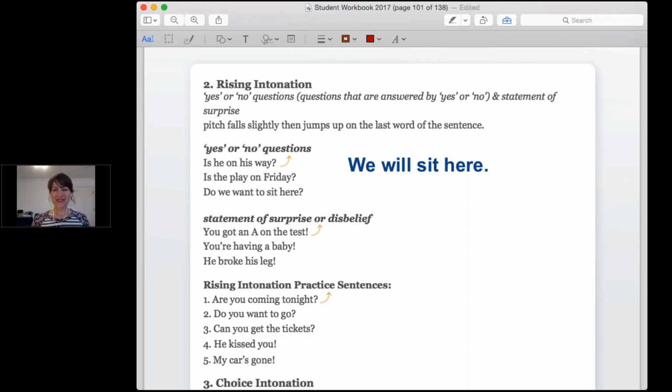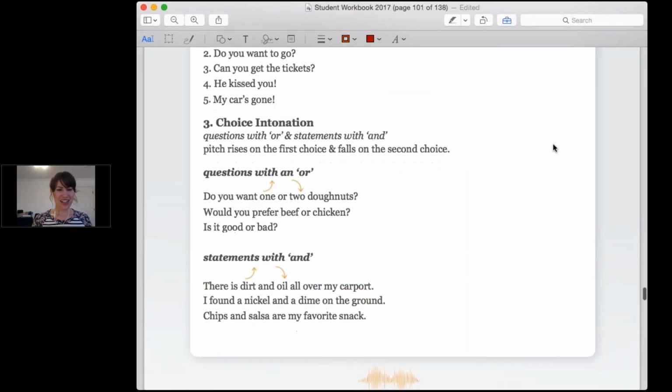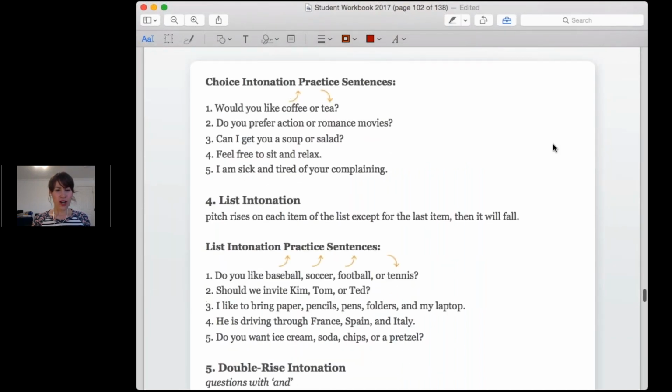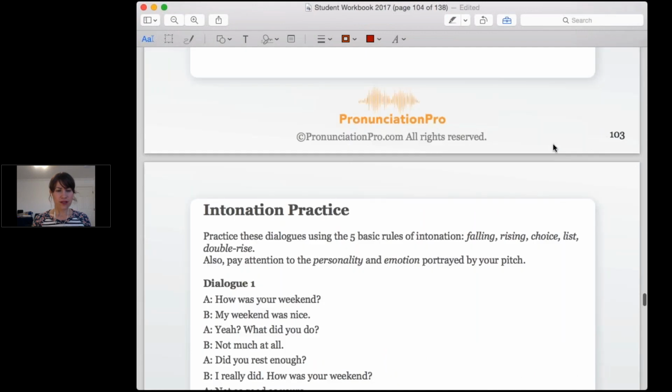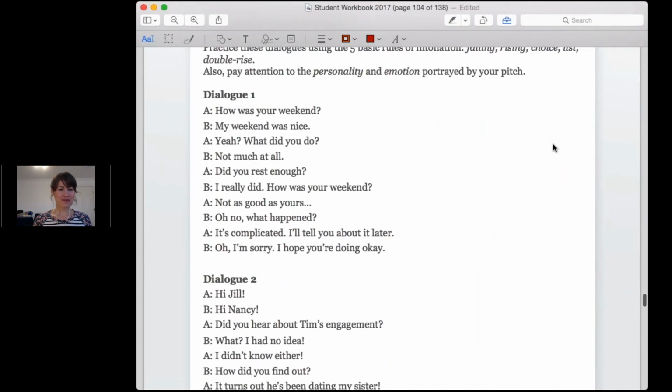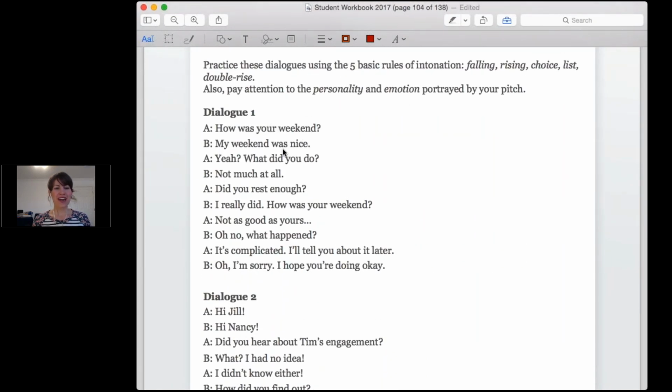We will sit here. Do you hear, you feel that difference as you change that tone at the end, it changes what you're communicating or how you're communicating. Okay. So did you have any other questions? Here, let's do the dialogue real quick. You be A, I'll be B, okay?